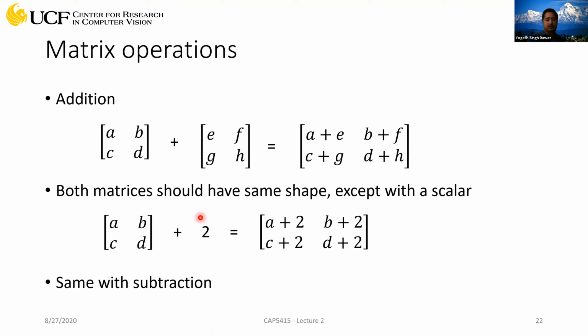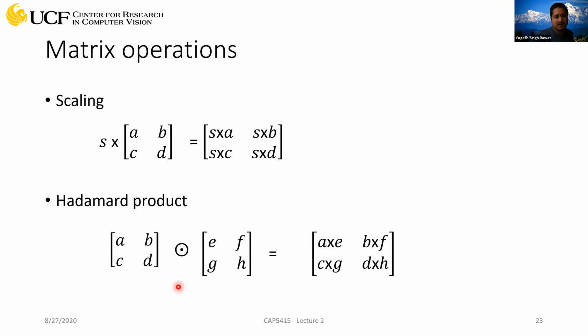You can do the addition even with scalars. This is implicit. If you just add a scalar, you can convert that to a matrix of the same shape by repeating this value, and add the corresponding values which are in the same location. And the same rule applies with subtraction. So this is fairly simple. Similarly, you have scaling, where you multiply the matrix with a scalar, and the same scaling operation is performed on each of the values.